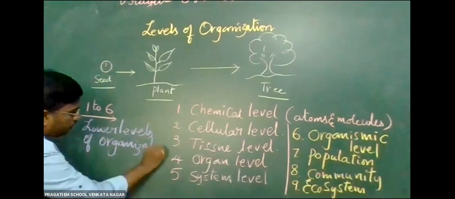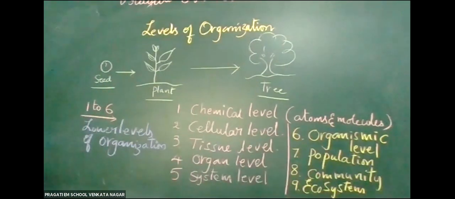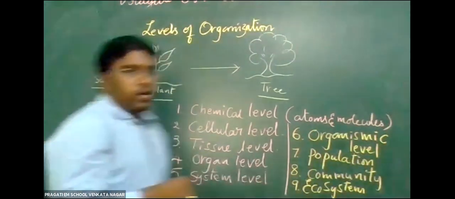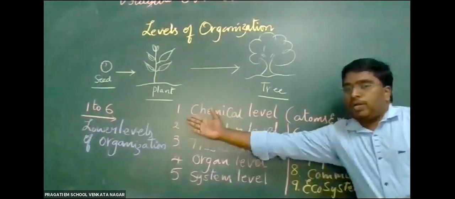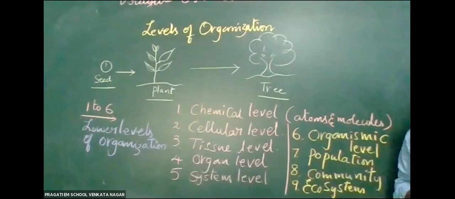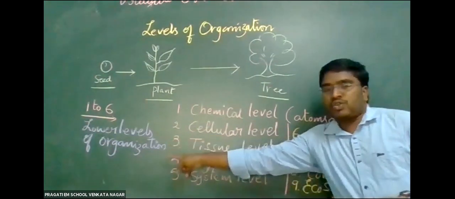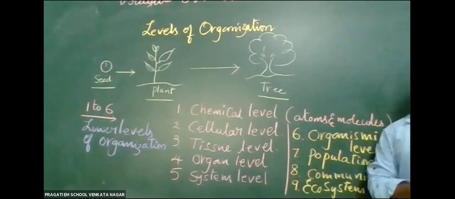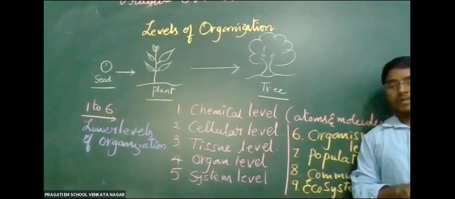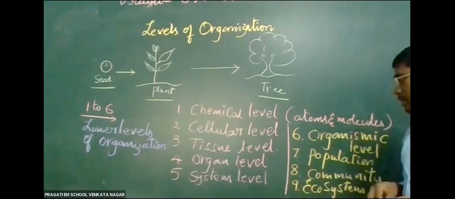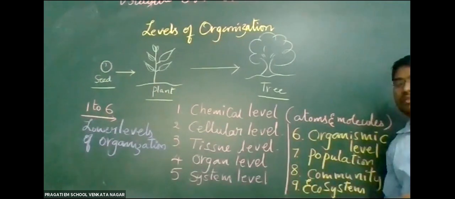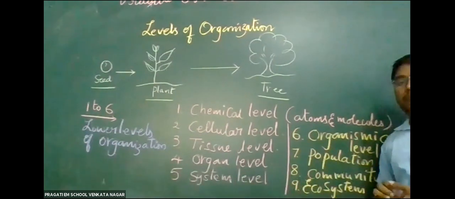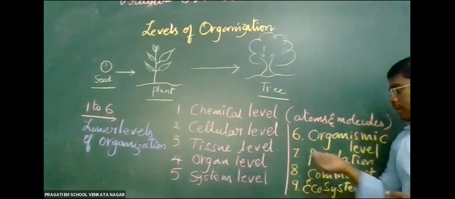Lower level of organization. Please note down, children. Look here, 1 to 6. They are called lower levels of organization. And the remaining 7 to 9, after ecosystem, we have to write biosphere.